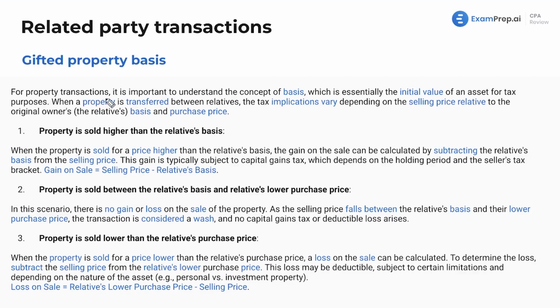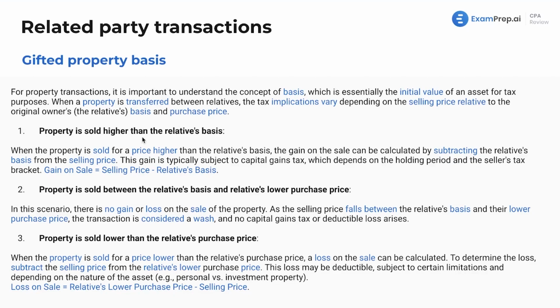So for property transactions, it's important to understand the concept of basis. For everything, it's important to understand the concept of basis, which is essentially the initial value of an asset for tax purposes. When a property is transferred between relatives, the tax implications will vary depending on the selling price relative to the original owner's basis and purchase price. So kind of like those charts where we saw, choose the number in the middle for the basis.